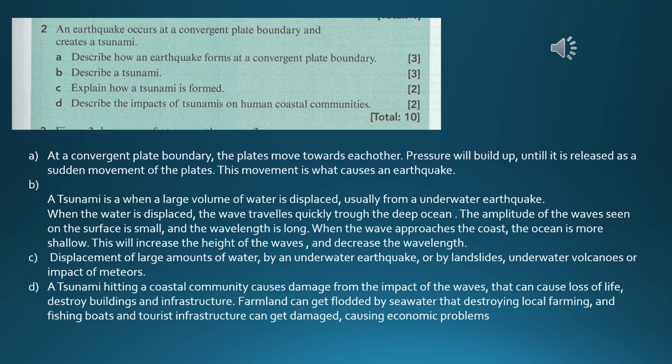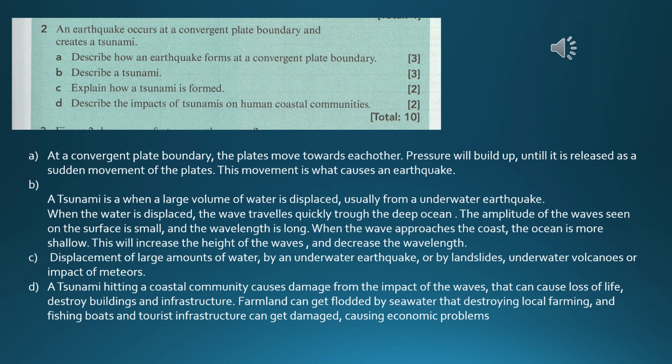I have gone a little overboard here, saying a tsunami is when a large volume of water is displaced, usually from an underwater earthquake. When the water is displaced, the wave travels quickly through the deep ocean. The amplitude of the wave on the surface is small. If you have a boat there, you might not even feel it, and the wavelength is long. If any of you do physics, you know how to calculate these things. Anyway, when the wave approaches the coast, the ocean is more shallow, and this will increase the height of the wave and decrease the wavelength. So you get a high wave of water approaching the coast.